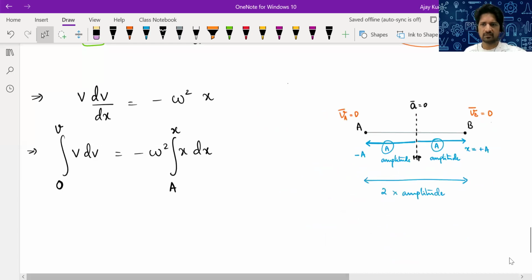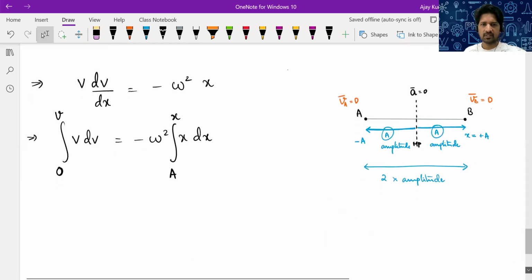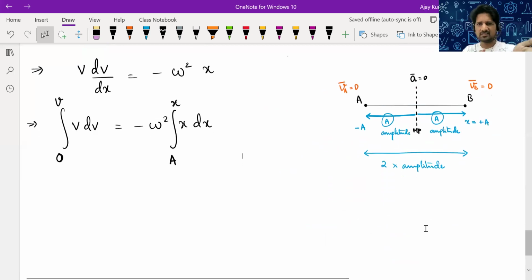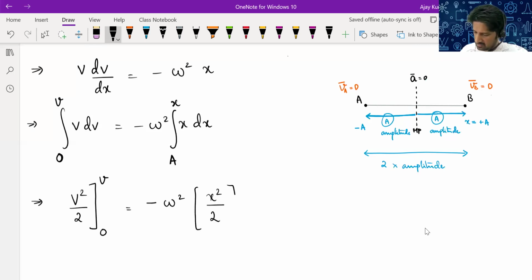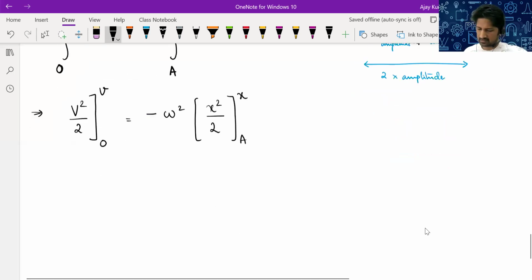Basic formula for x integration: x square by 2. On the left hand side, integral V dV becomes V square by 2. So you can write V square by 2, and you still have to substitute limits, 0 to some velocity V, is equal to minus omega square times x square by 2, and there also you'll have to substitute limits A to some random coordinate x.